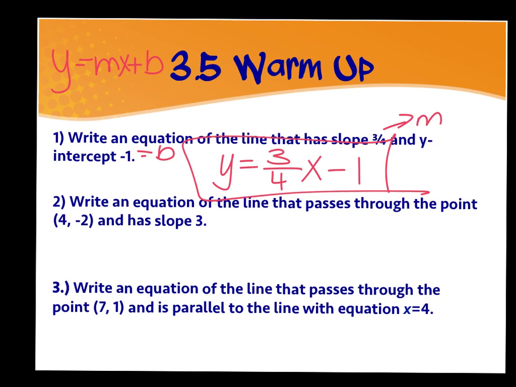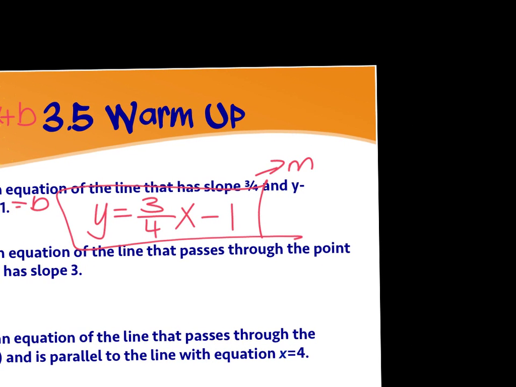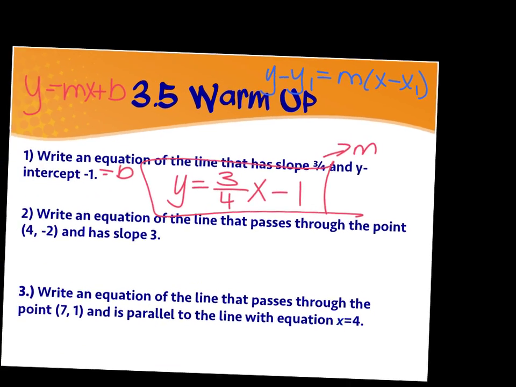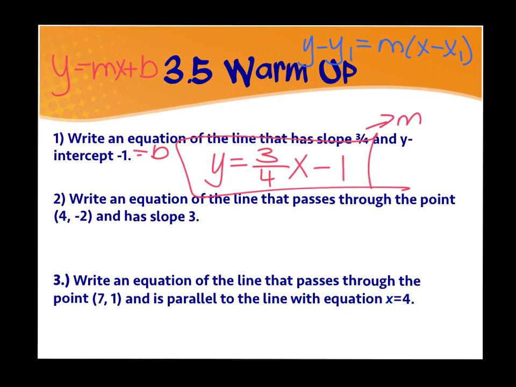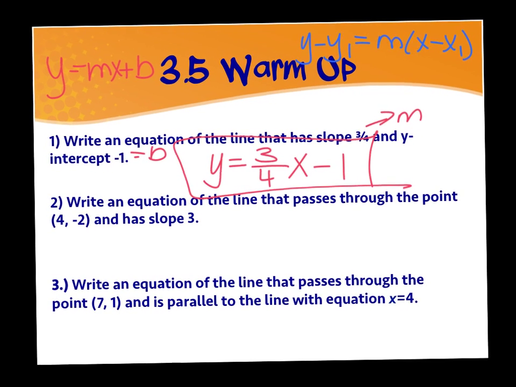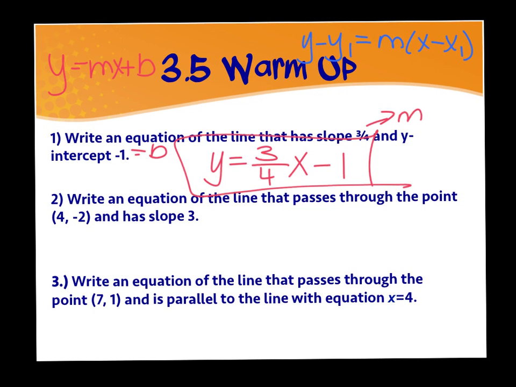Okay, number 2 says write the equation of the line that passes through the point 4, -2, and has slope 3. So what's the easiest way to do it if you were given the point and slope? Point slope format, which is y minus y1 equals m times x minus x1. Okay, so again, you can use these interchangeably, depending on what information is given. But if they give you a point and slope, obviously it's going to be easier to use that one. If they give you the slope and the y-intercept, it's obviously going to be easier to use the first one.